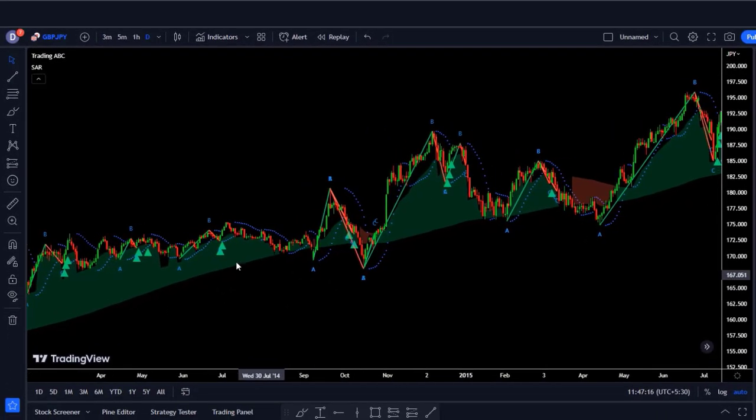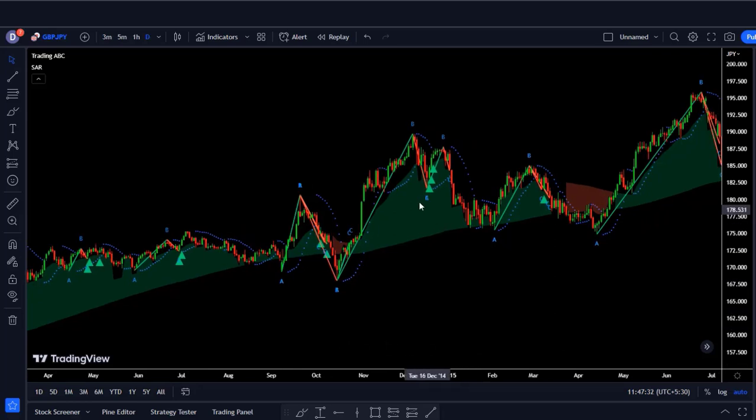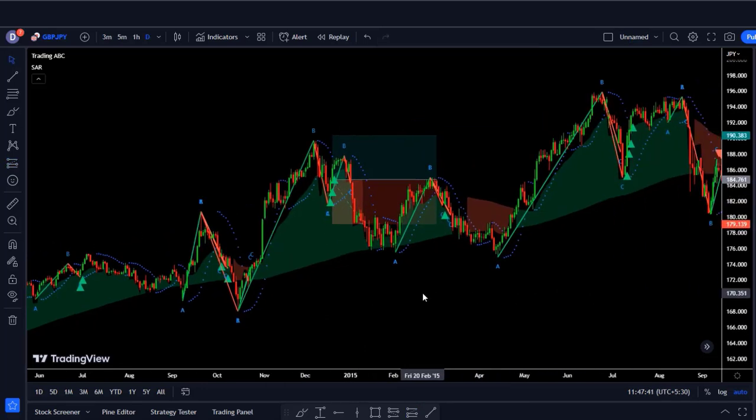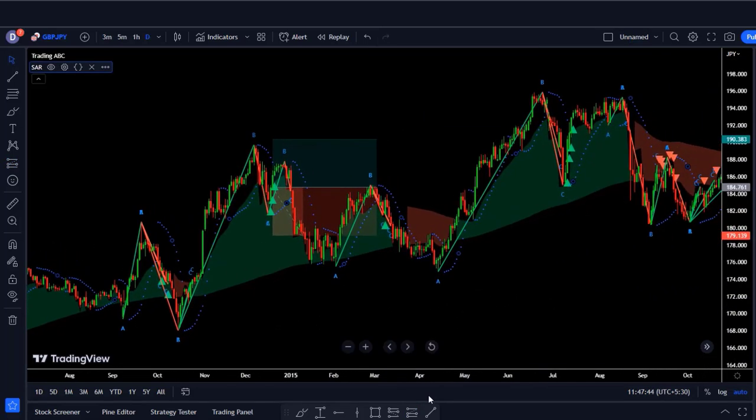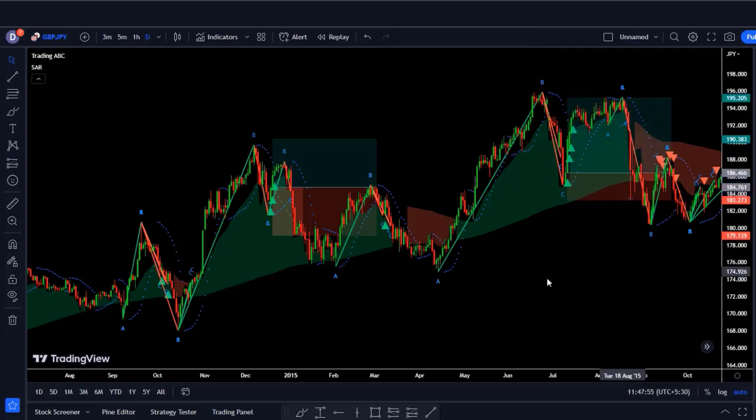Another ABC pattern formed here and the parabolic dot goes below the price here, so we can enter another long position as the new candle is opened. Moving on the chart, another ABC pattern formed here, but you can see that the price declined and it reached point A, so it's not an ABC pattern anymore. And based on this new low, another ABC pattern formed, and at this point we got the parabolic dot below the price. So we can enter another long position here as the new candle is opened. And this is also a successful trade entry, as you can see.